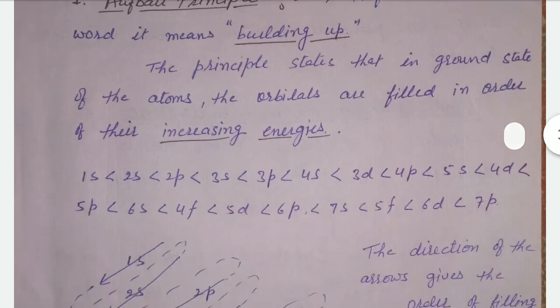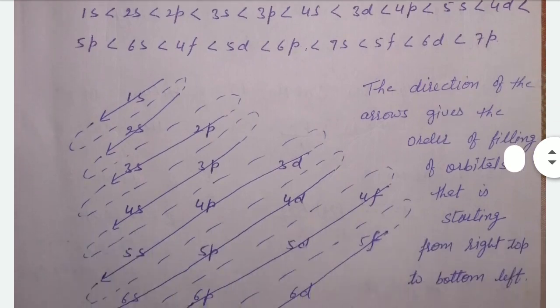The energies of the orbitals are in increasing order like this: 1s is lower in energy than 2s, which is lower than 2p, and so on. The 1s is the lowest energy and 7p is the highest energy according to Aufbau. This is the building up of the ground state, of the energies of orbitals 1s, 2s, 2p.